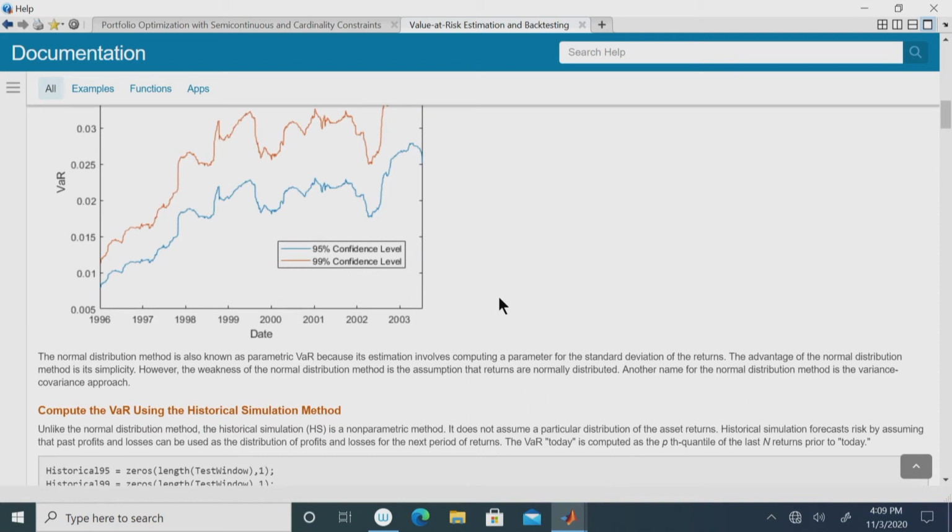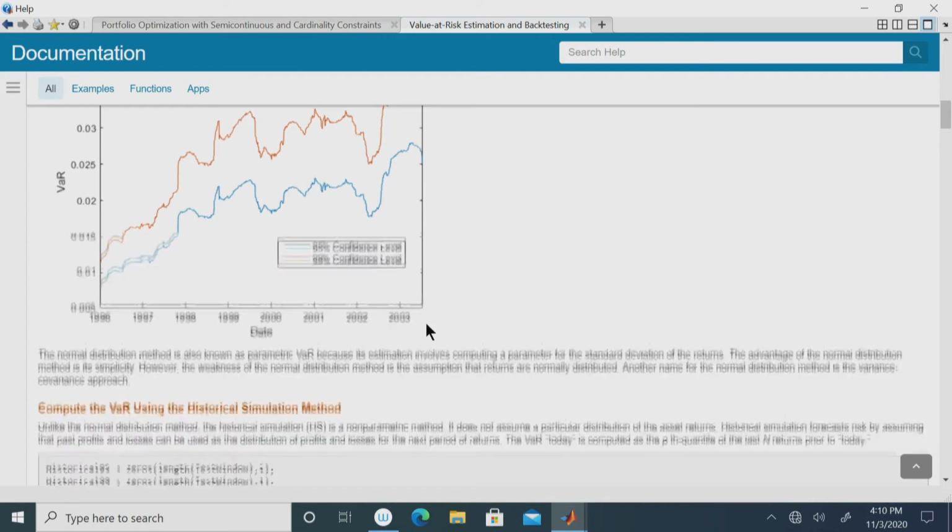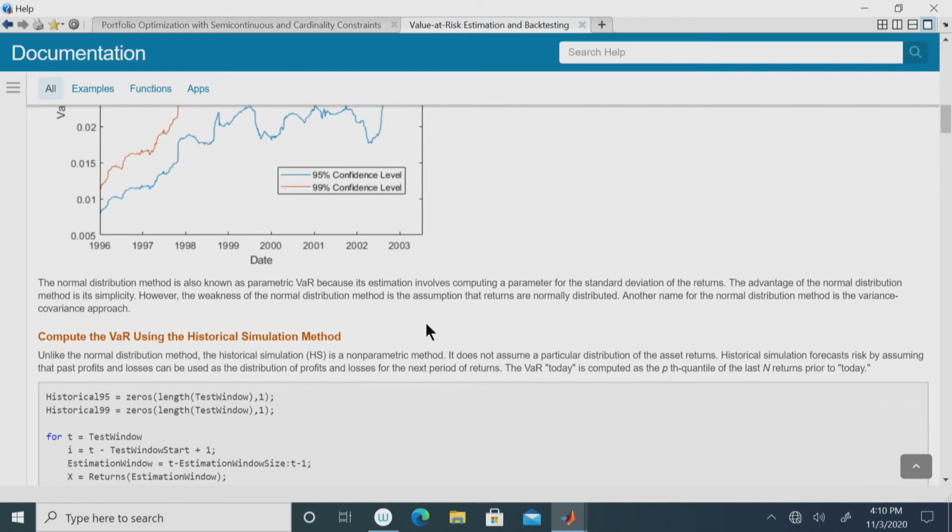The usability and the user friendly nature of this method makes it very appealing, but as is the case with most user friendly things, it also suffers from a weakness, and the weakness is that it makes use of the assumption that the returns of the assets are normally distributed. Also, sometimes this normal distribution method has a different name that you will see in literature, and that is what is known as the variance covariance approach.